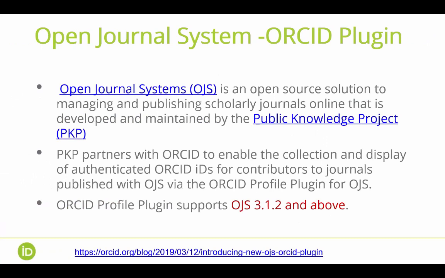Let's start from the OJS system. OJS is an open source solution to manage and publish scholarly journals. It's developed by the Public Knowledge Project, PKP, in Canada. And PKP is an ORCID partner. If you are using the OJS system, it means that you can collect authenticated ORCID IDs and you can perform your member benefits as well.